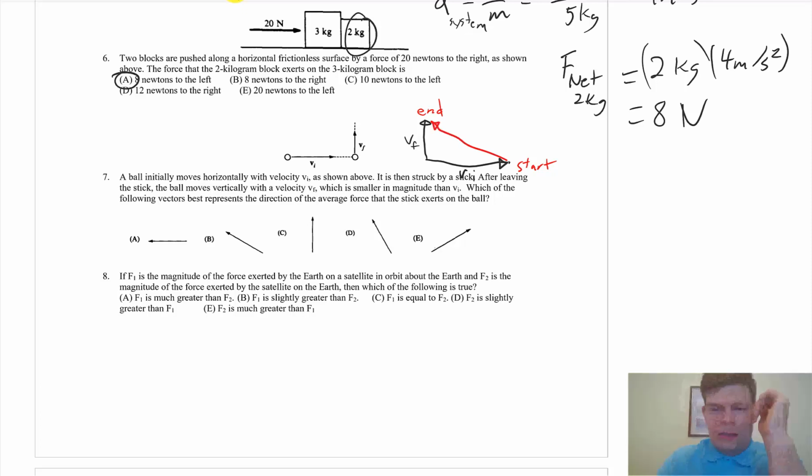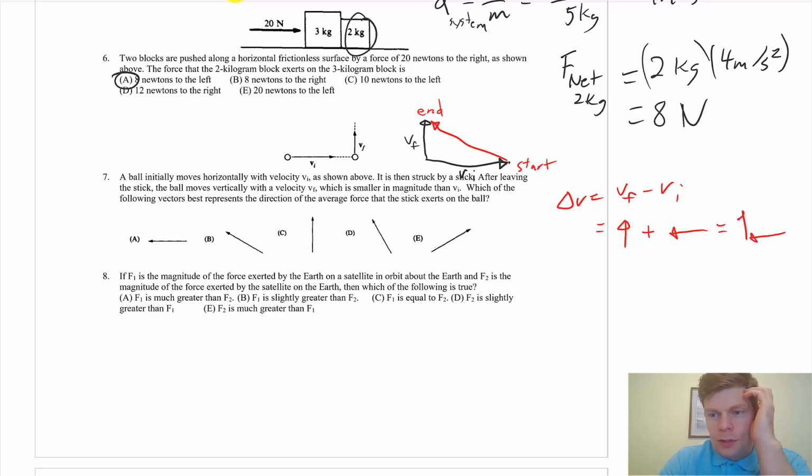You could also do delta V equals VF minus VI, which is the same as taking VF and then adding the opposite of VI. So this negative means just put the arrow on the other side, and then you can just add them tip to tail if you want, and you end up with the exact same thing. All right, so answer is B.